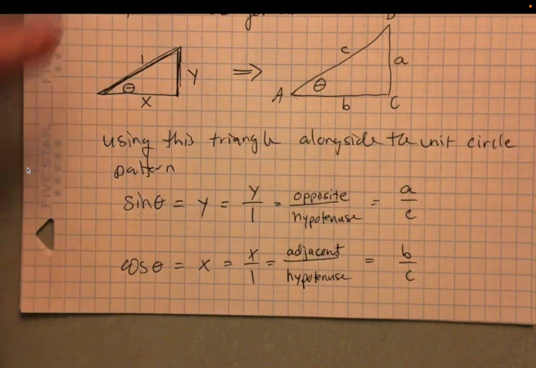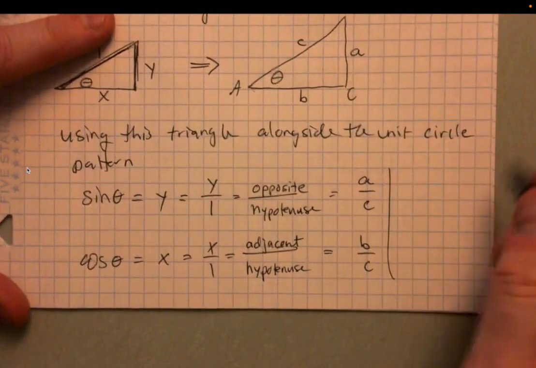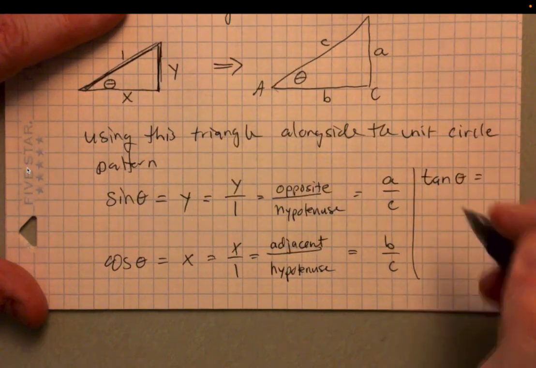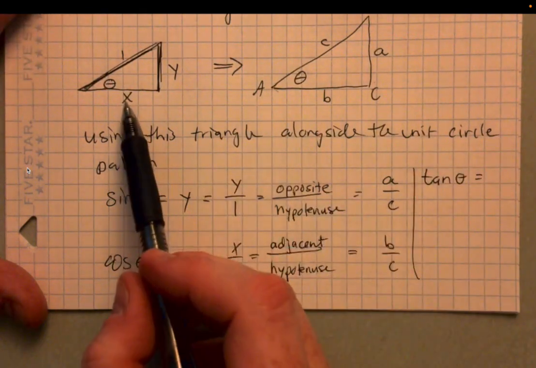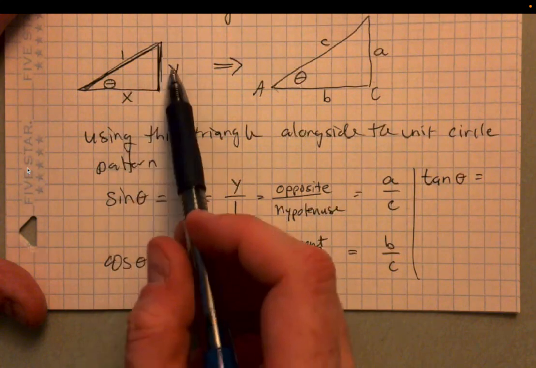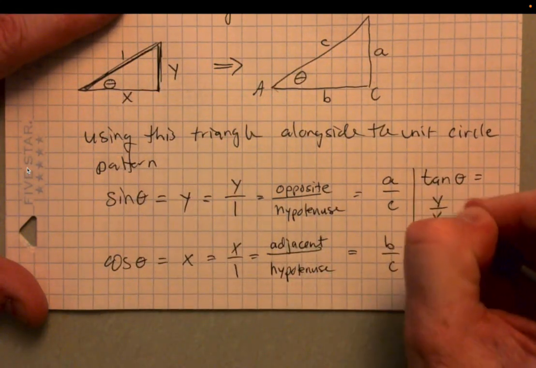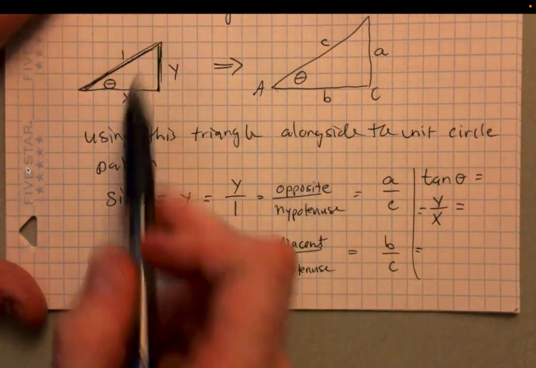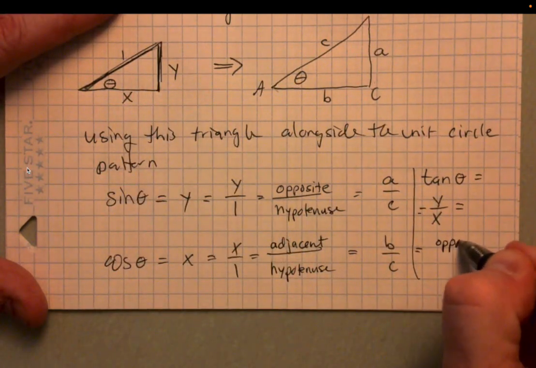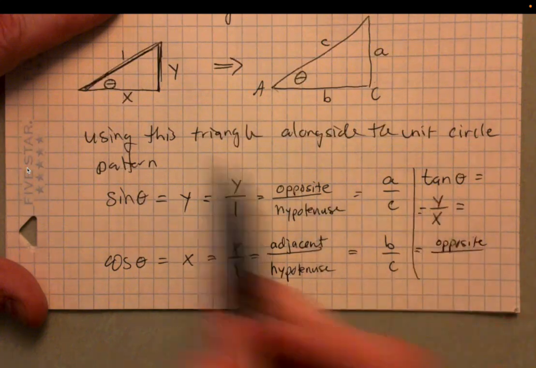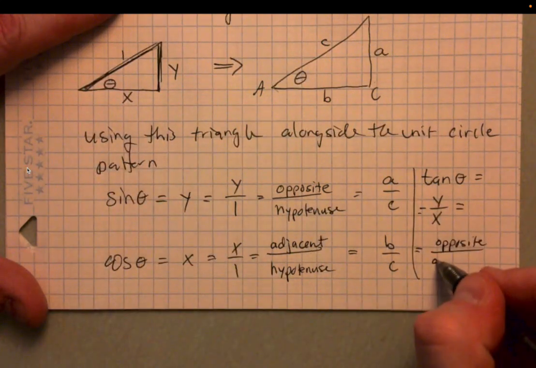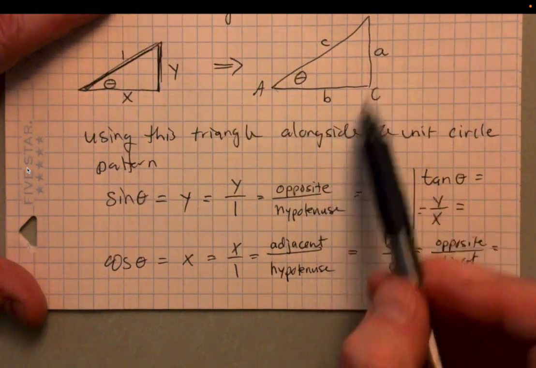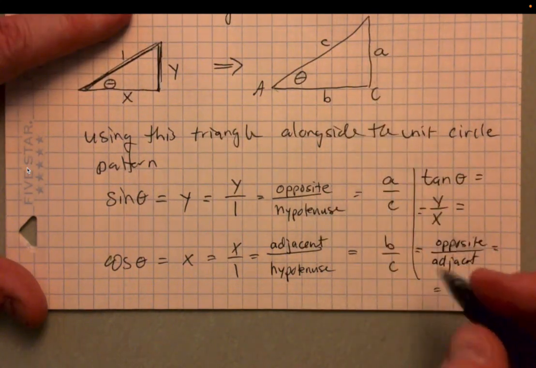Okay, and what about the tangent? I'm going to just do it over here because I want this on the same page. So the tangent of theta. Well, in the unit circle definition, it's y over x, isn't it? Right, but then what is y? Y is the opposite. And what is x? X is the adjacent. Okay, and so it's really a over b.